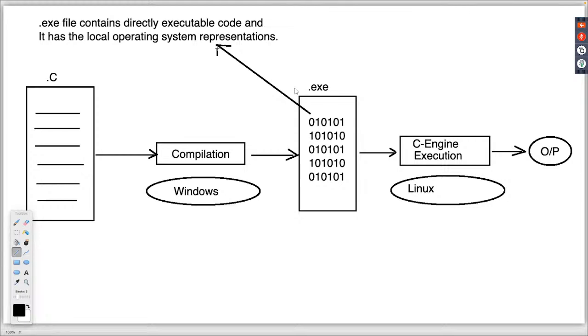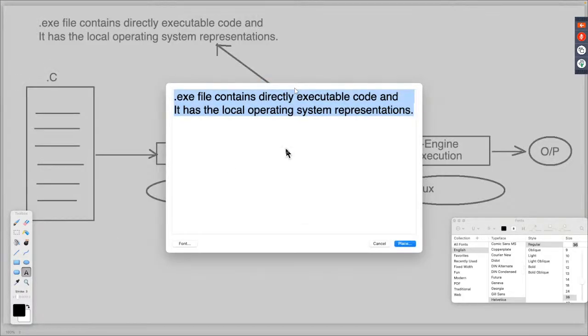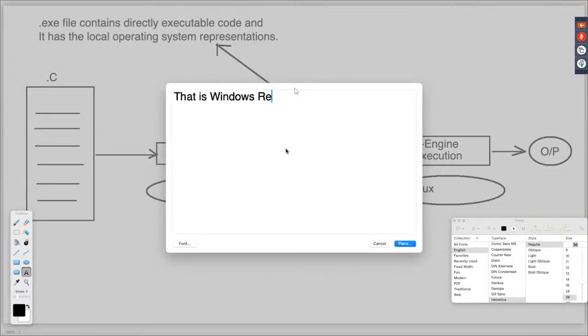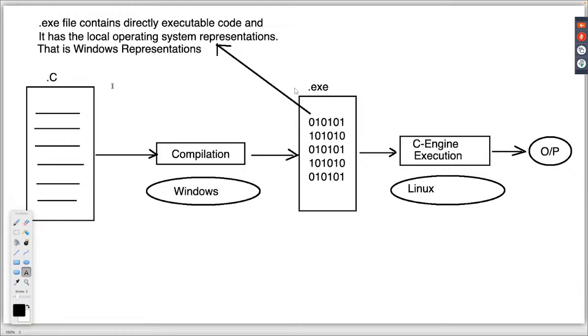Tell me, what is the nature of the .exe file? The .exe file contains directly executable code and it has the local operating system representations. What is that local operating system? On which operating system did we do compilation? The Windows operating system. When we perform compilation on Windows, the representations available are Windows representations. Clear or not? Fine.